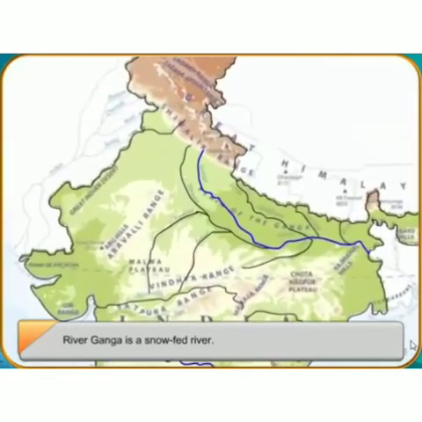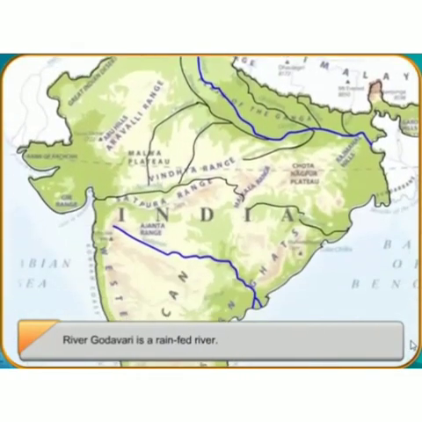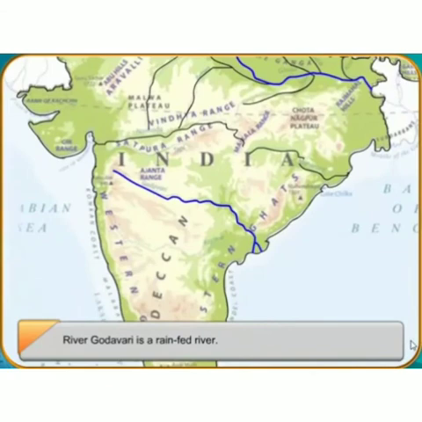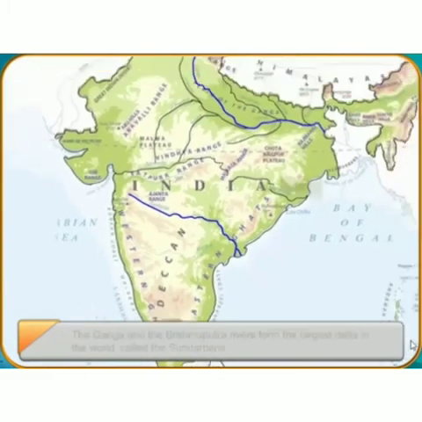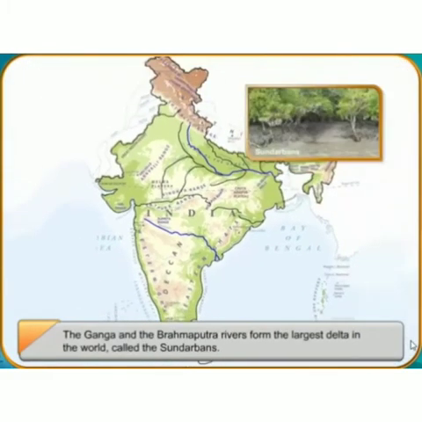River Ganga is a snow-fed river. River Godavari is a rain-fed river. The highest waterfalls in India are the Jog Falls in Karnataka. The Ganga and the Brahmaputra rivers form the largest delta in the world, called the Sundarbans.